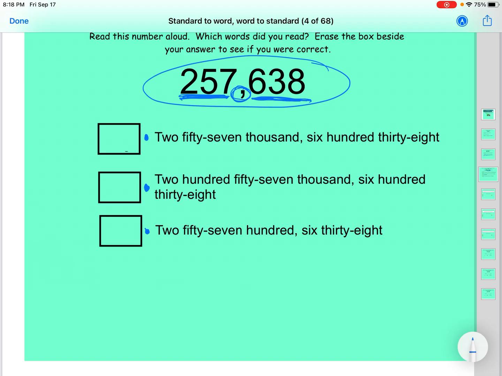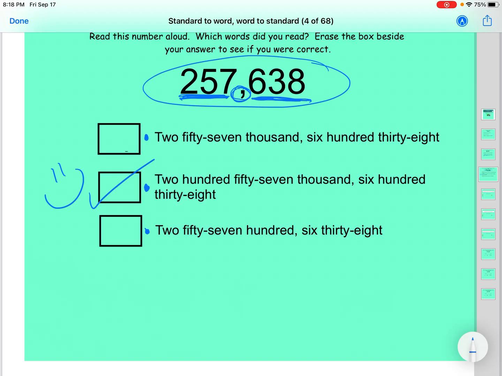Which choice did y'all choose? Say your choice aloud. Is it choice 1, 2, or 3? If you said choice number 2, you are absolutely correct. Nice work, guys.